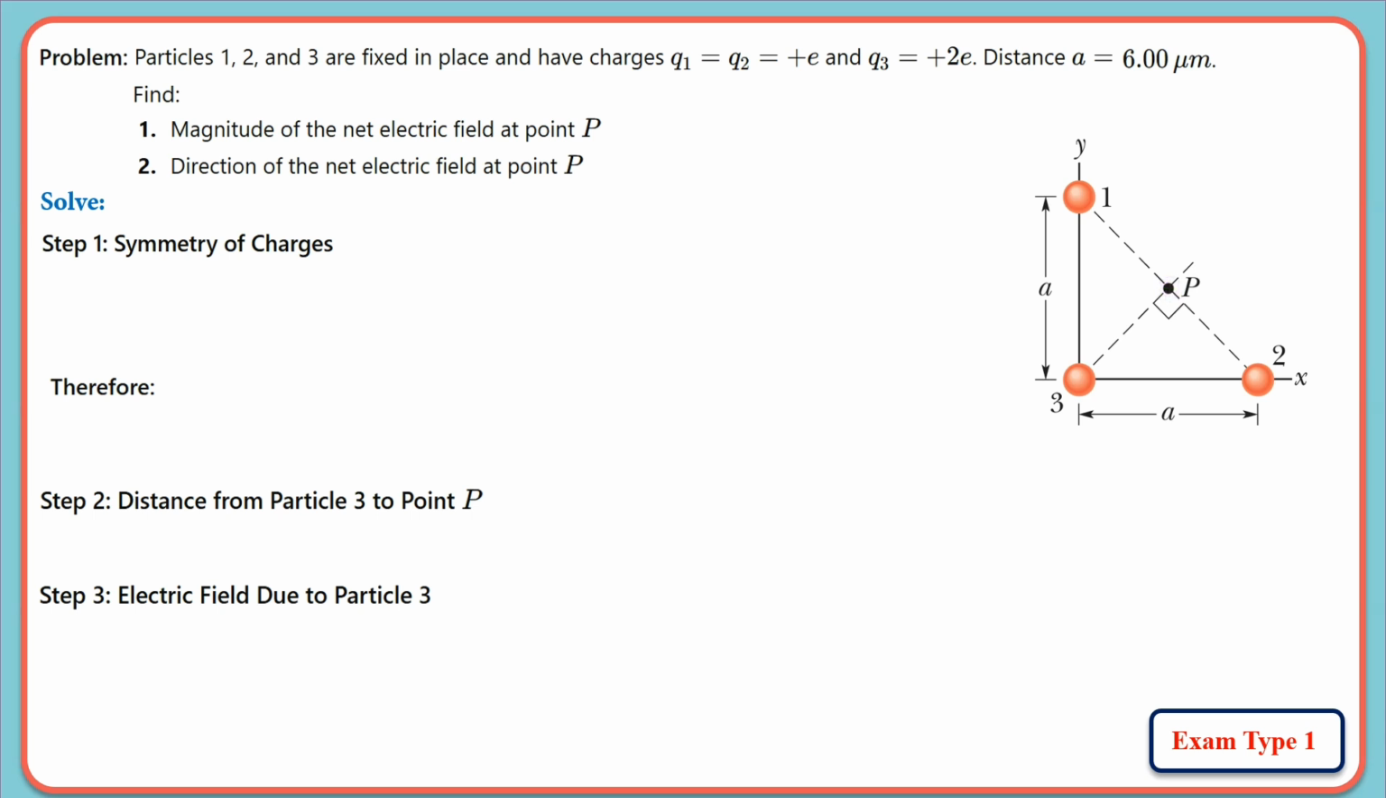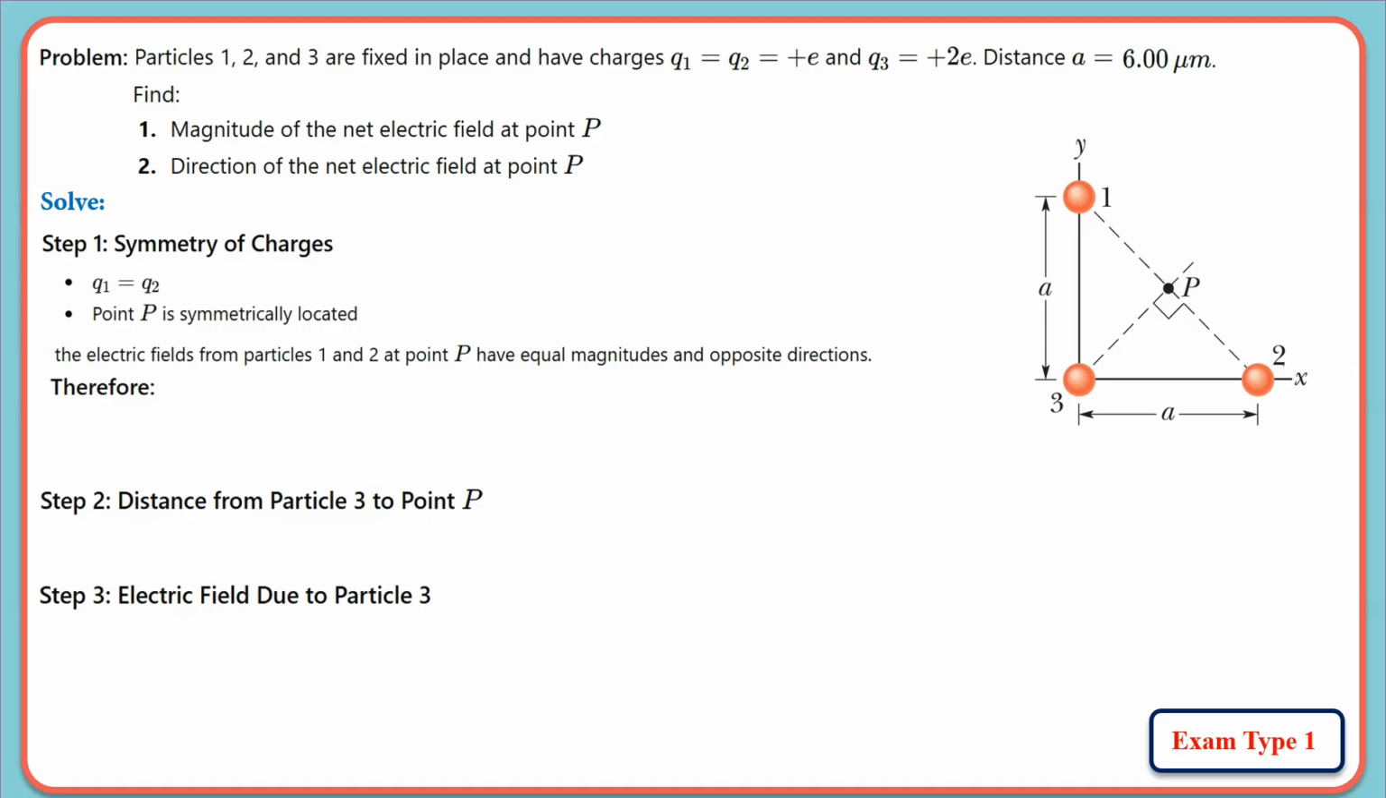Now let's begin with symmetry. Because Q1 and Q2 have equal charges, and point P is located symmetrically between them, the electric fields produced by these two charges at point P have equal magnitudes. Their directions are opposite to each other, so they cancel completely. That means E1 plus E2 equals 0. So the net electric field at point P is only due to particle 3.